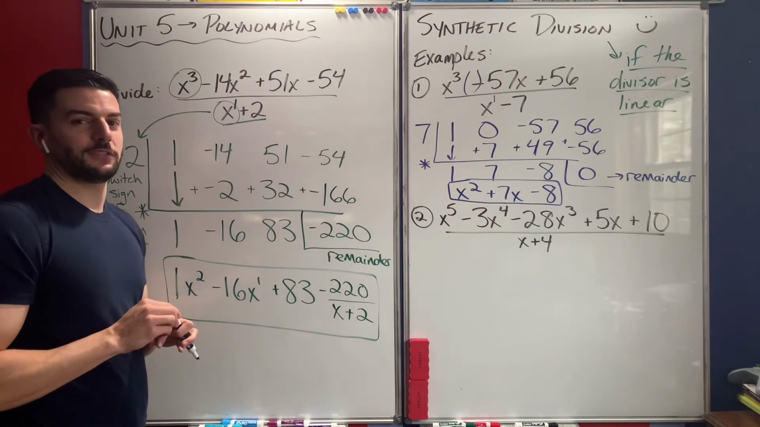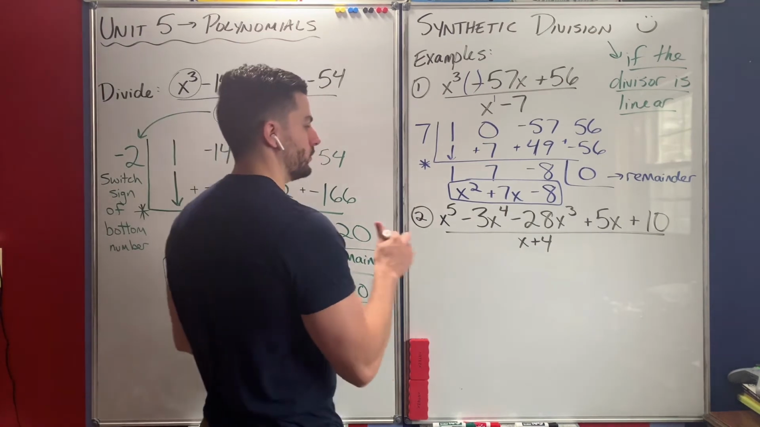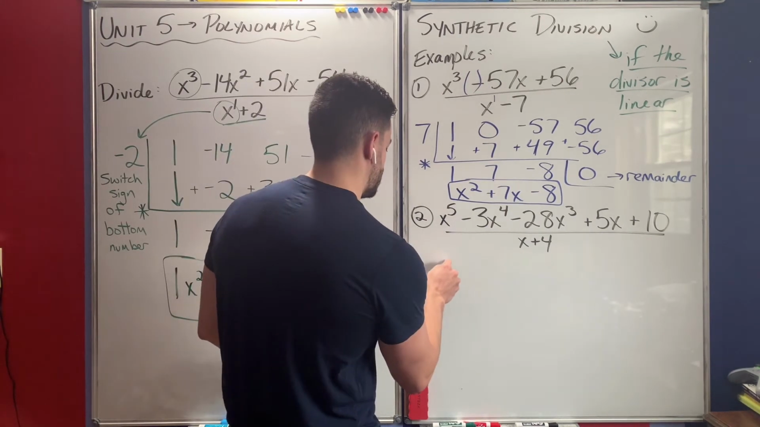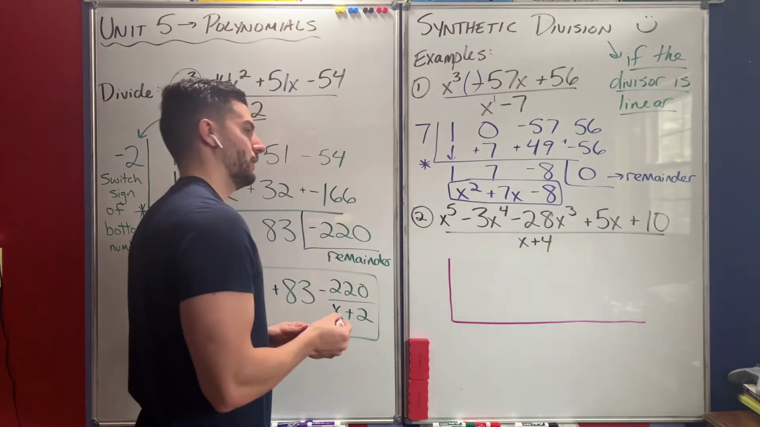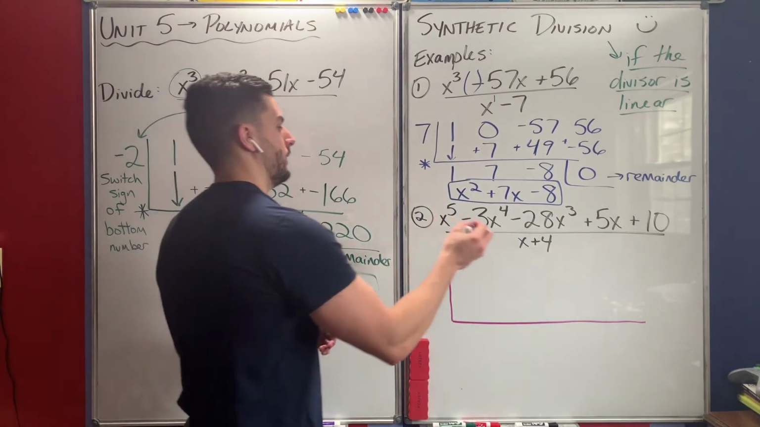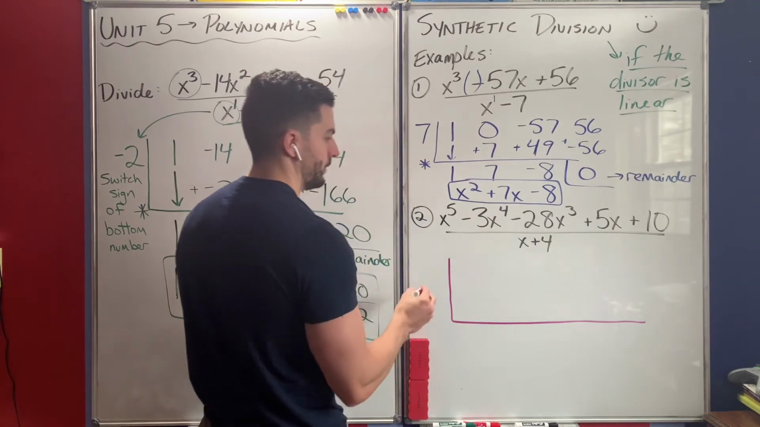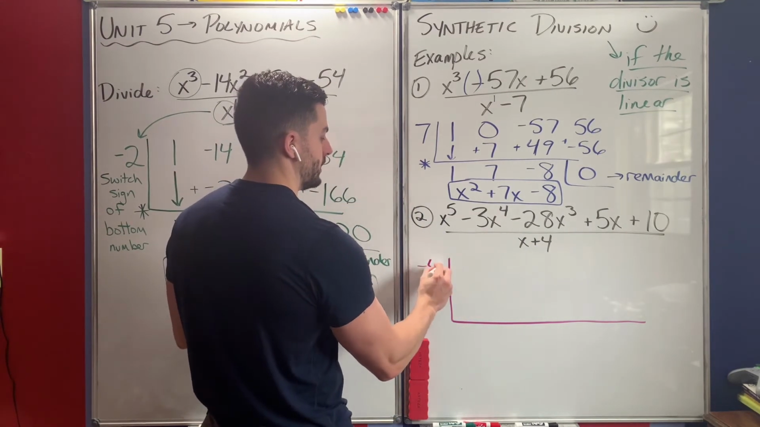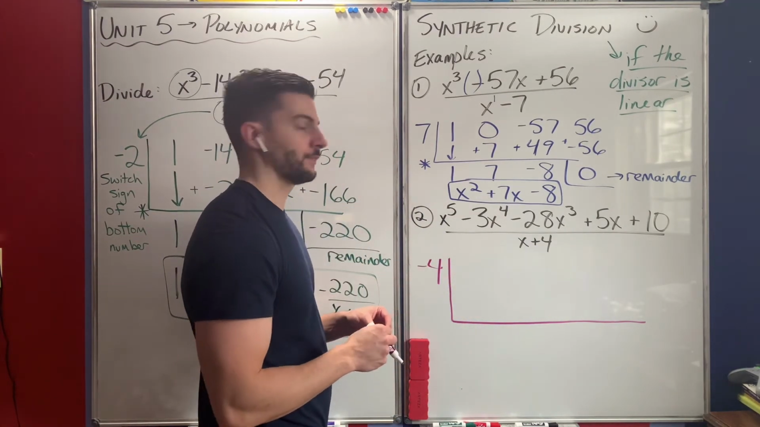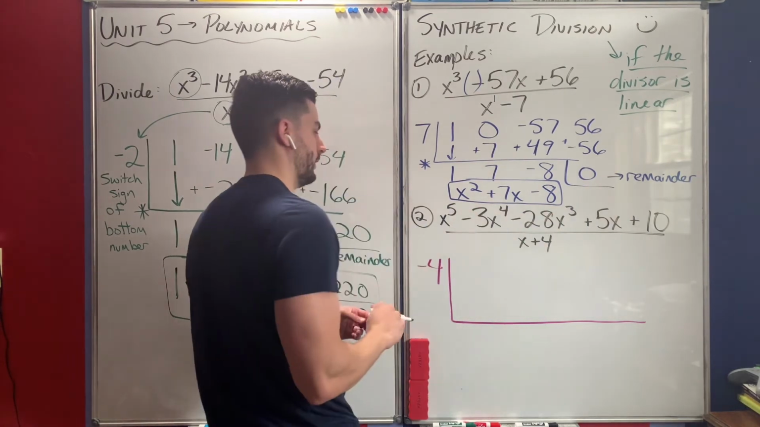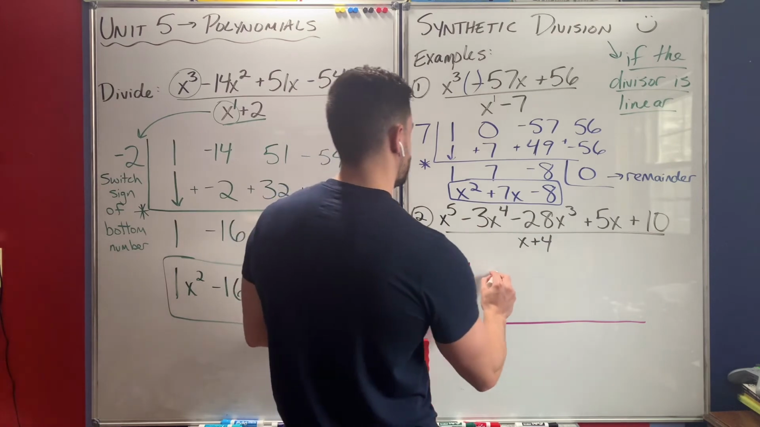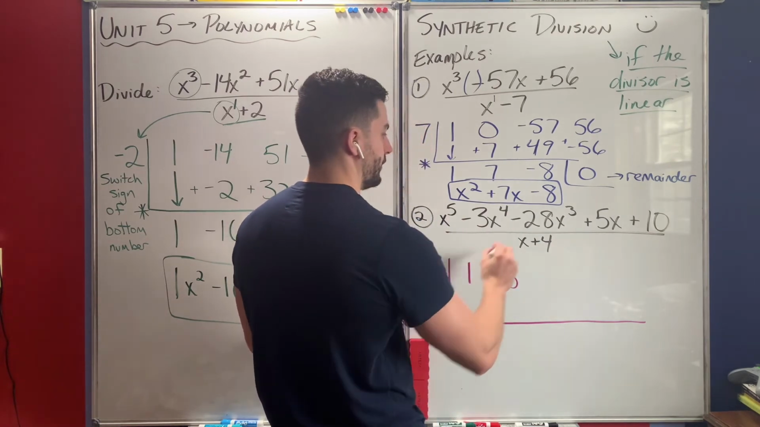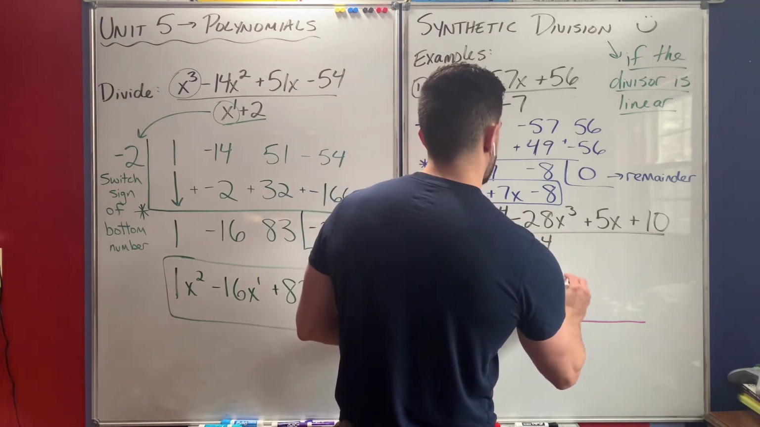And then I saved the biggest one for last. Look at that guy. With this one, I set up my big box. I'm going to make it bigger here because this is a massive group on the top. And then again, my bottom number here, +4, I switch the sign, I put that on the outside, -4. And then from here, I just go down the line. So my first coefficient's 1, my second coefficient's -3, my third coefficient's -28.